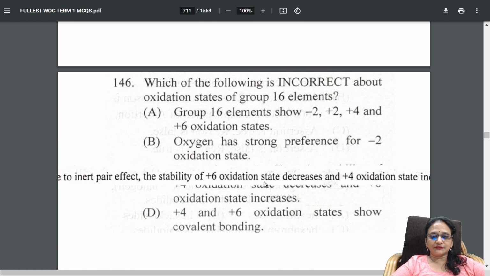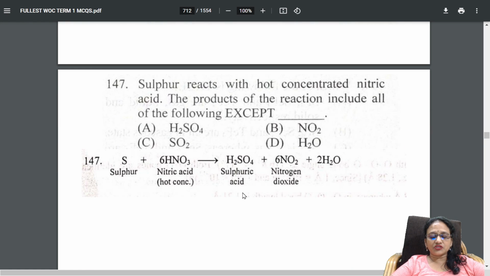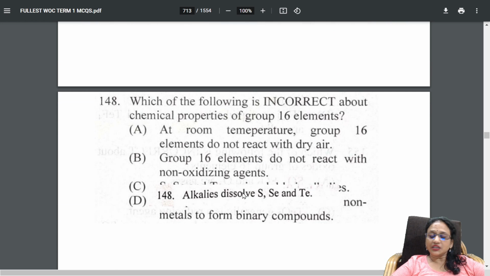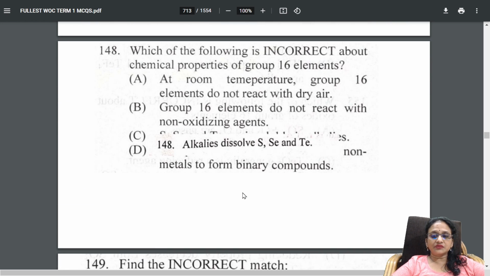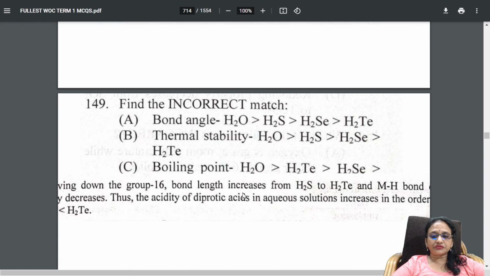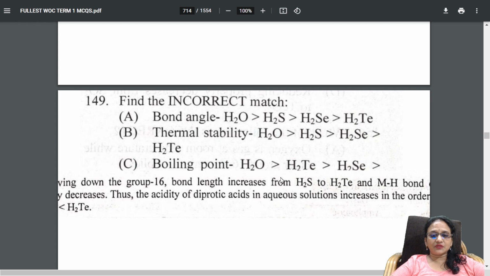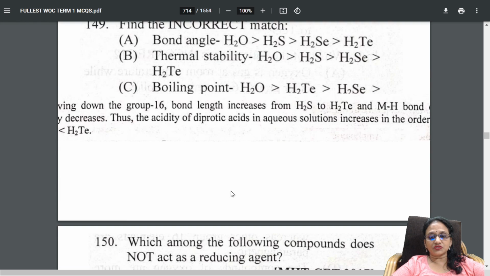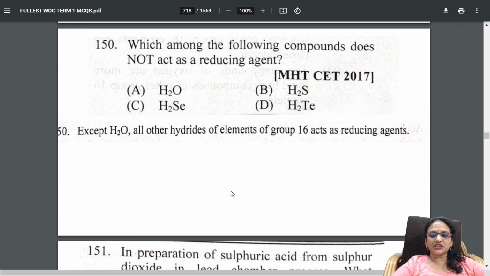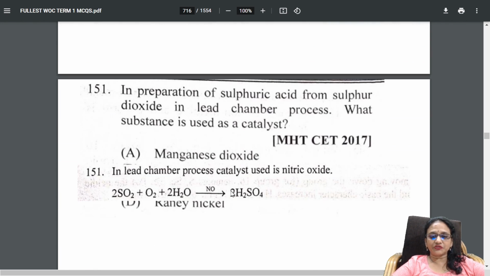So group 16, inert pair effect, stability of +6 and +4 state. +6 decreases and +4 increases. So that's option C here. So these are the reactions of sulfur with nitric acid. Incorrect statement questions are compulsory given. So please go through. Find the incorrect statement of the following. Yes, so here one option got mixed up, merged up. Sorry for that, because when we are merging, when we are editing, automatically some questions get confused. Okay. Sorry from my end.